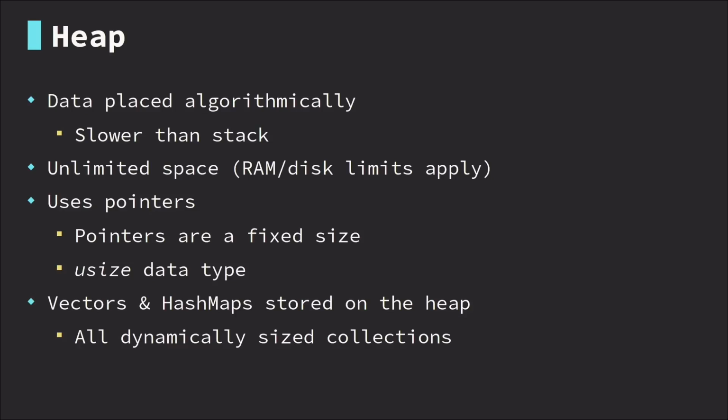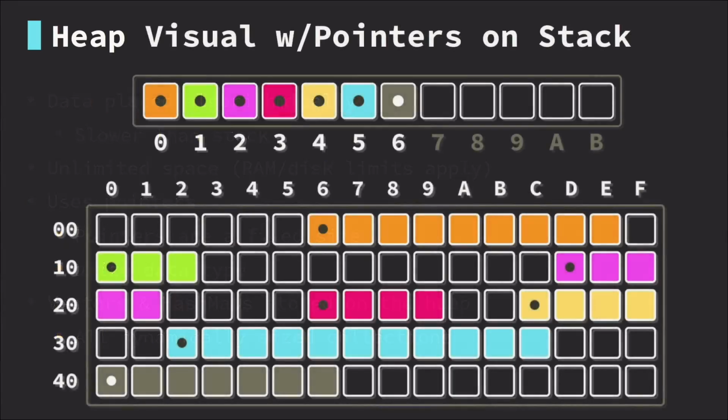Vectors and hash maps are stored on the heap, along with any dynamically sized collection. This is done because a heap can edit memory anywhere at random, while a stack is limited to adding or removing from the top of the stack. Let's now see how the heap looks in memory.